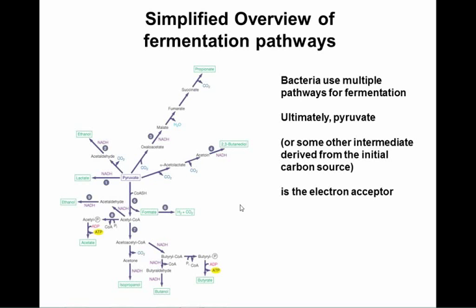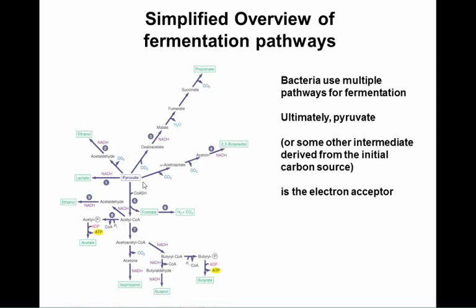And that's because some of the simpler ones have big disadvantages. Okay? So they don't perform these complicated pathways just to make our lives a misery, well, your lives a misery as students. They're doing this for a reason. So overall, there are several different pathways. Pyruvate is always the electron acceptor. It's ultimately all coming from pyruvate. This is where the electrons are going to go somehow.